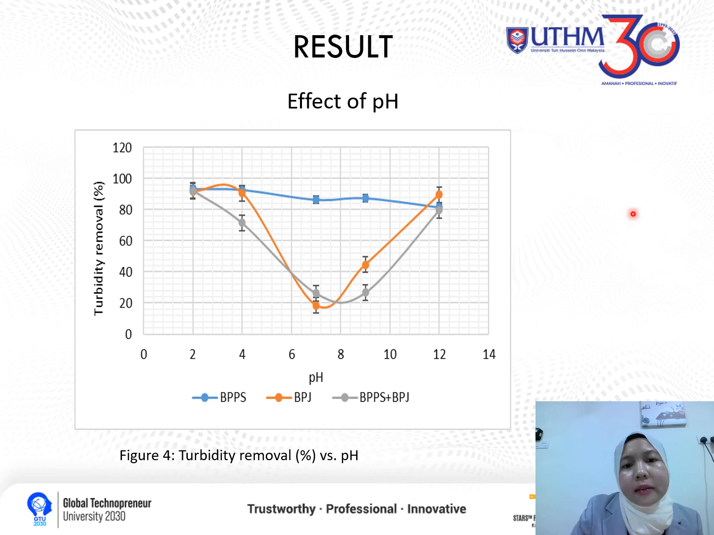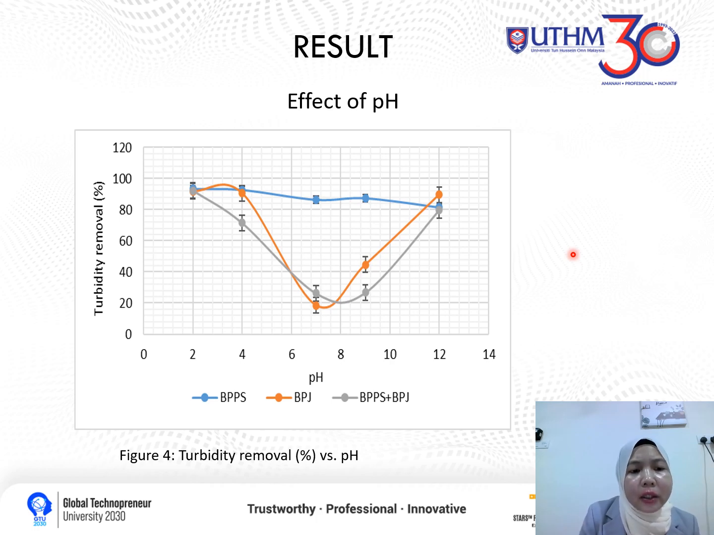Okay, next is the result of the effect of pH toward turbidity removal. In figure 4, we can see that the effects of pH show turbidity reduction in water sample to be greatest at pH 2 and 4. And then the significant effectiveness of BPPS with the experimental dosage of 60 mg per liter, BPJ with 80 mg per liter, and then BPPS plus BPJ at 20 to 20 ratio milligram per liter under the effect of pH showed the obvious flock formation, and then the water appeared very clear.